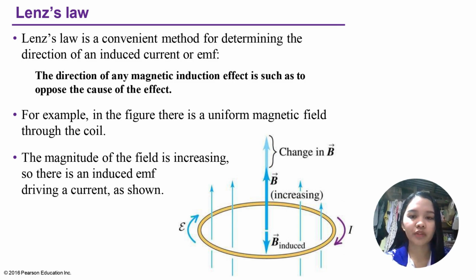Lenz's law provides a convenient way to determine the direction of the induced current or EMF. It states that the direction of any magnetic induction effect is such as to oppose the cause of the effect. So for instance, if we have a uniform magnetic field through a coil and the field is increasing, the induced current will create a magnetic field that opposes this increase.